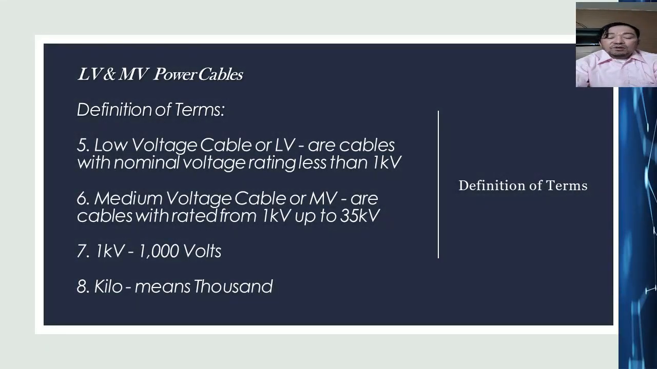What do we mean by high voltage? High voltage is voltage greater than 1 kV but less than 100 kV. Therefore, everything above 1 kV or 1000 volts is considered high voltage. Of course, we have the very high voltage, those are above 100 kV.